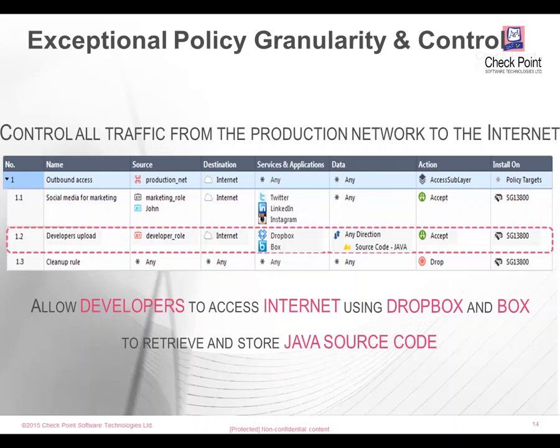So we've done a lot of user usability labs to understand how users are working with security management to get a good workflow within the R80 SmartConsole. For example, a next generation firewall rule like this, allowing access from developers to internet using Dropbox and Box to retrieve and store Java source code, basically takes 1 minute and 45 seconds to create in R80, compared to a competitive solution, where it takes 4 minutes and 3 seconds. Basically, you're saving 2 minutes on average per rule.